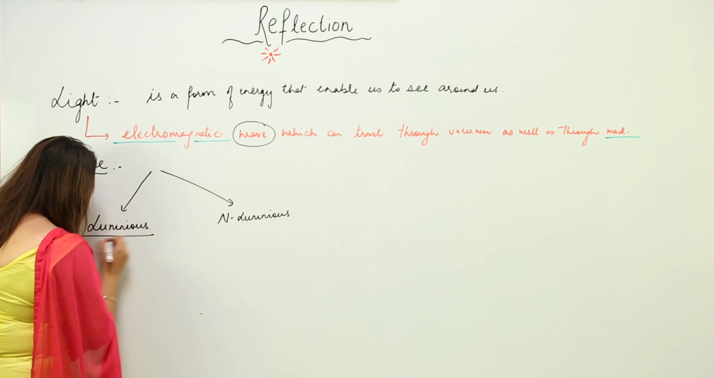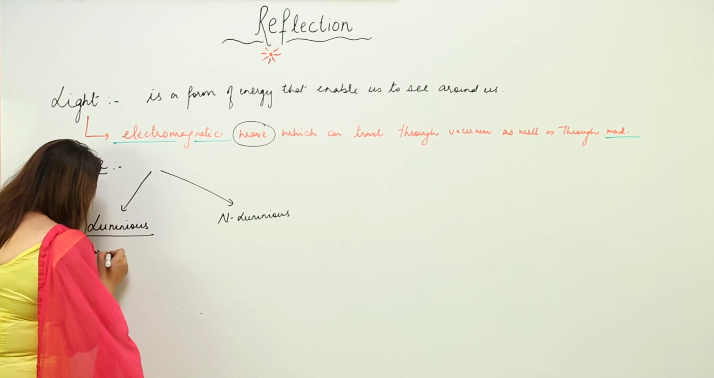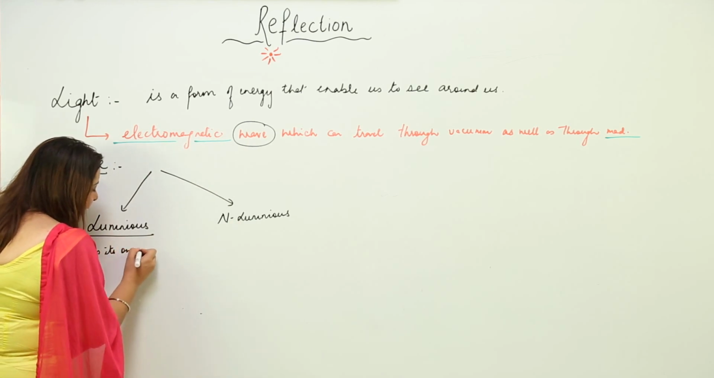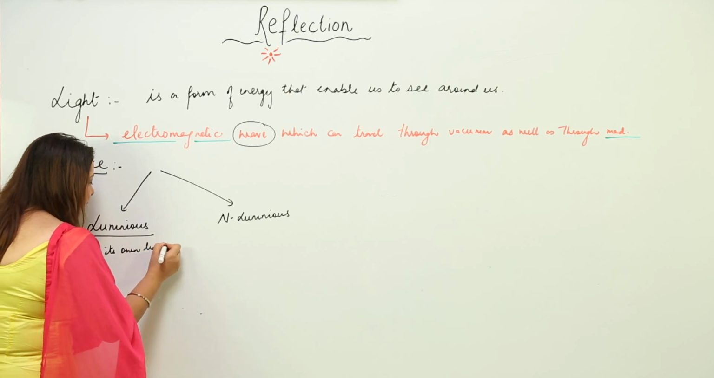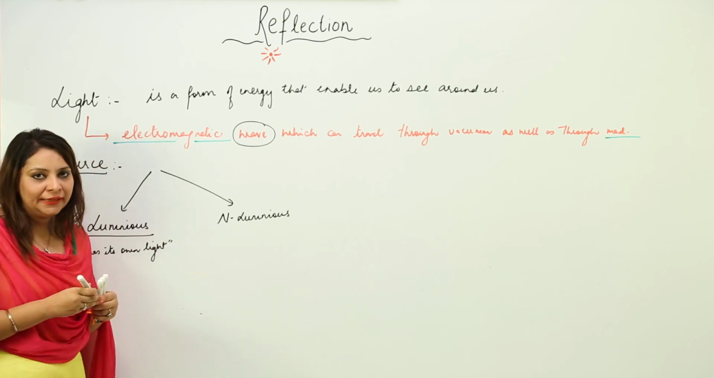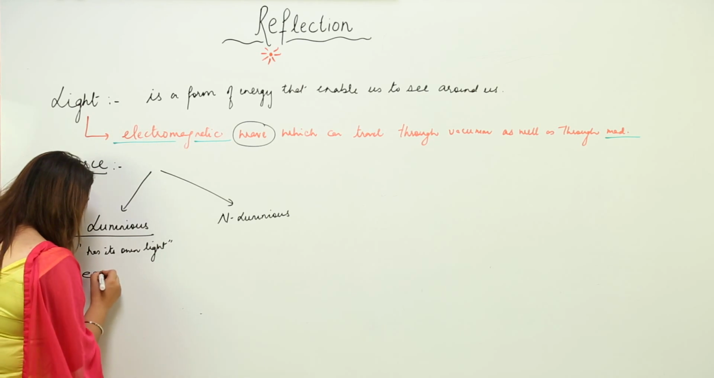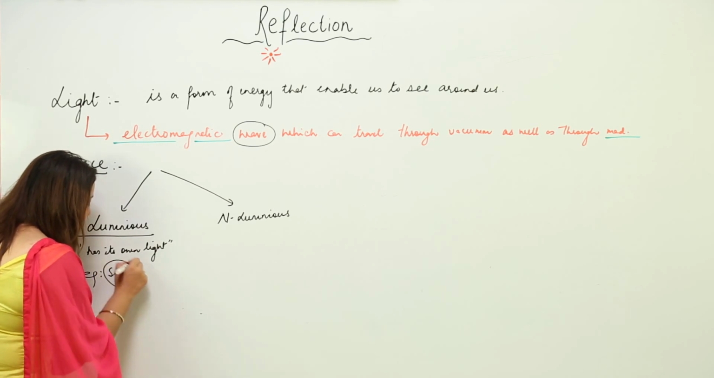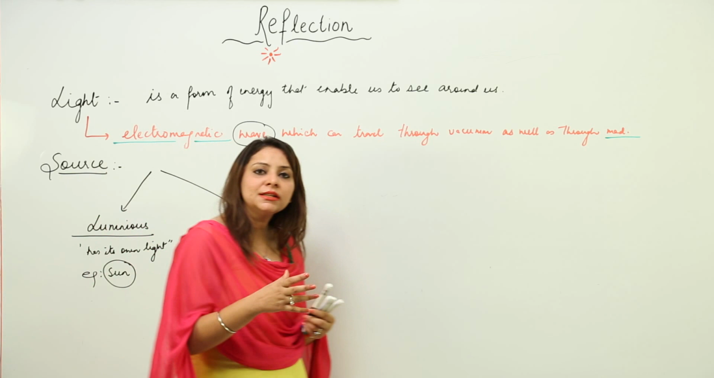Luminous ones are those which have their own light. So do you have any example? Yes, we do. Example, the sun. As you can see, the sun emits its own light. The sun has its own light.